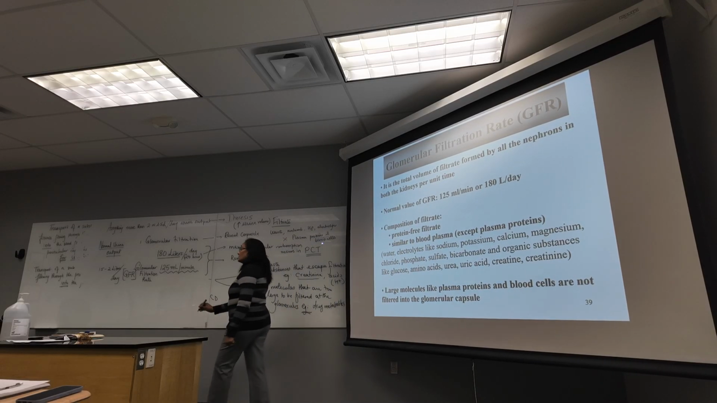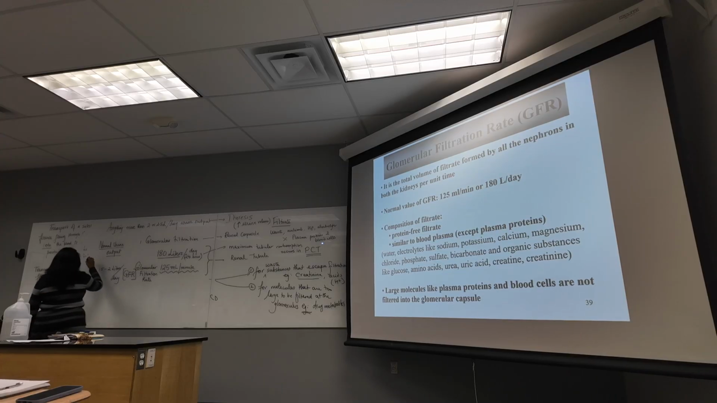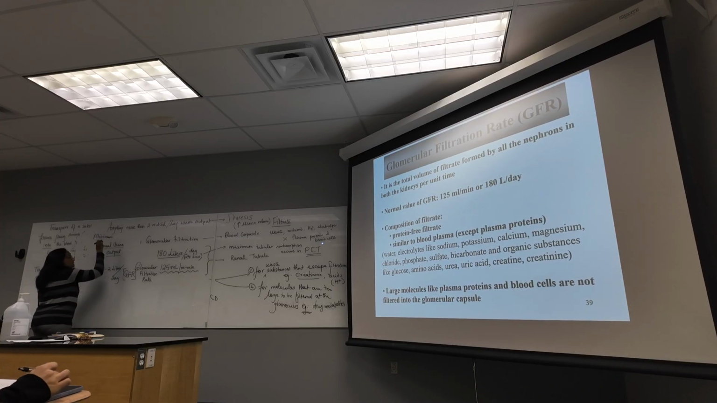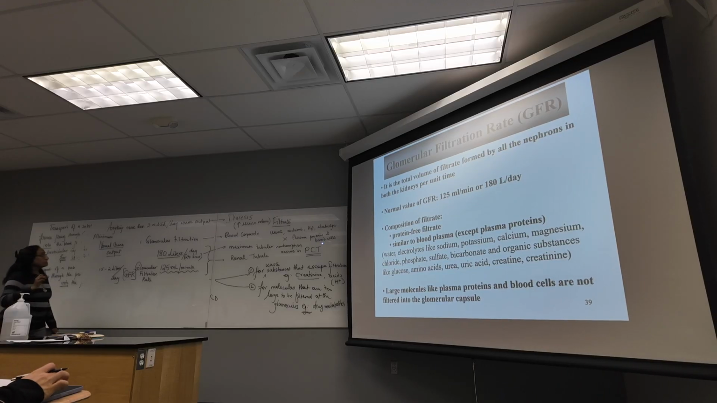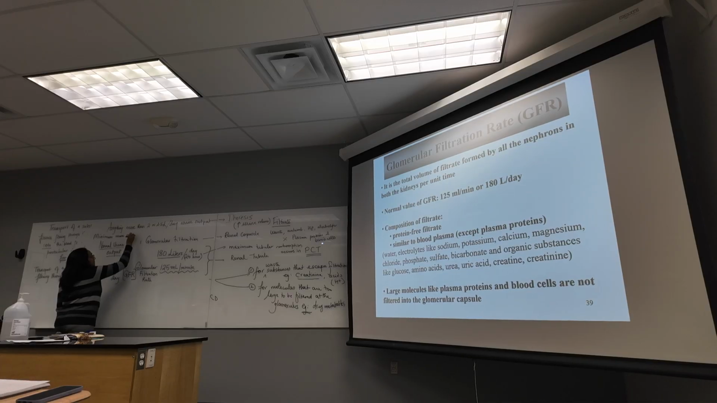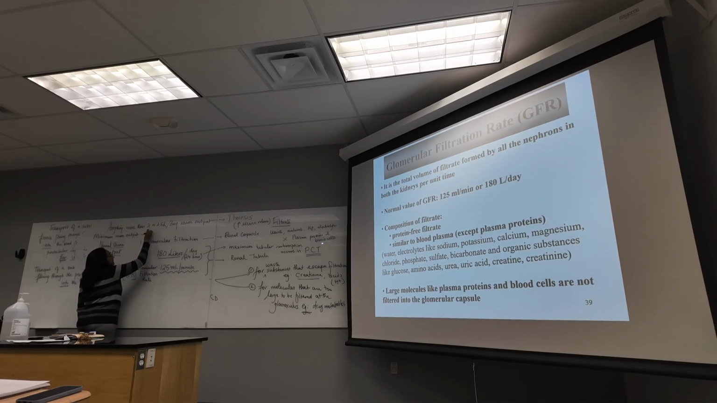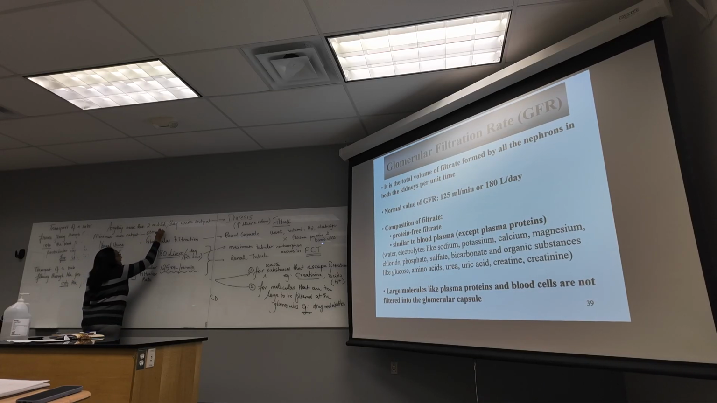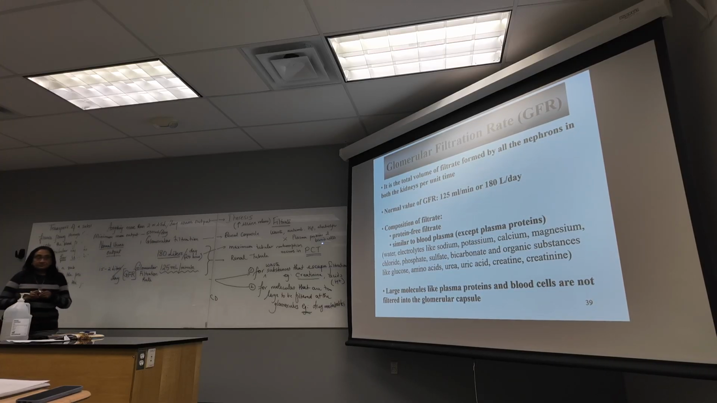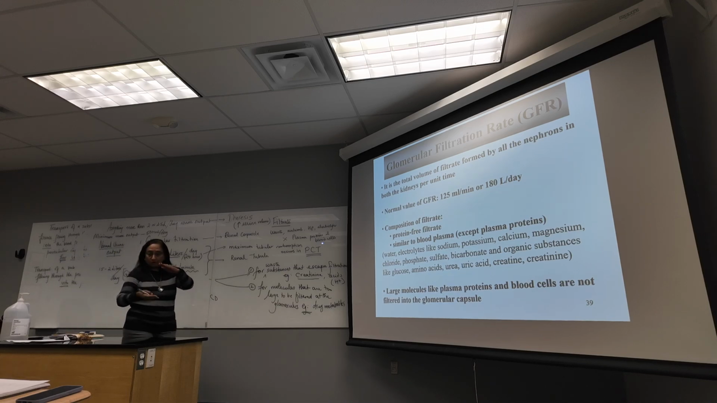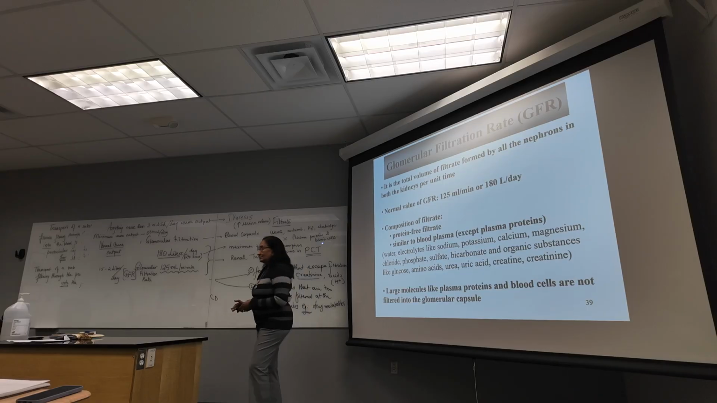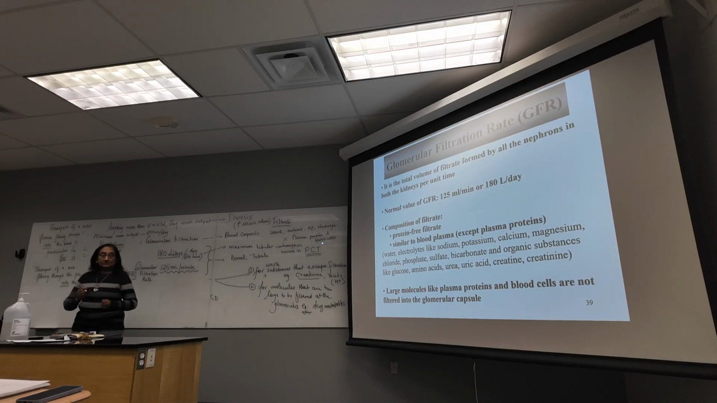So the minimum urine output, even if somebody is not taking any water at all, is 500 ml per day. Okay? 500 ml is that little bottle of water that you buy. That is 500 ml. So that's per day. Okay? Now think about this.